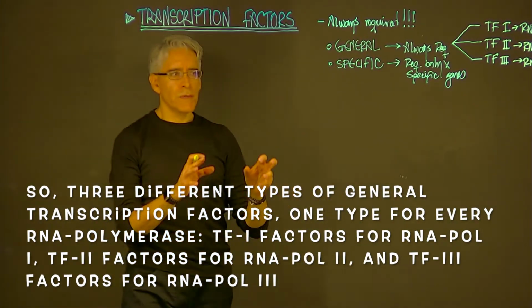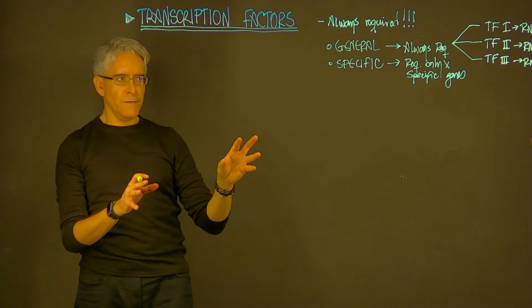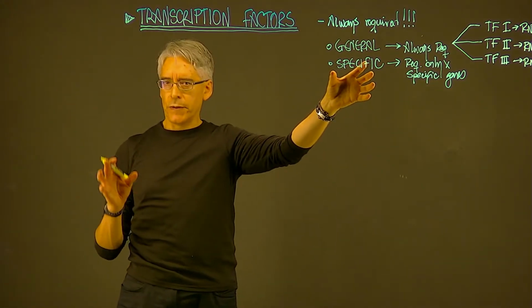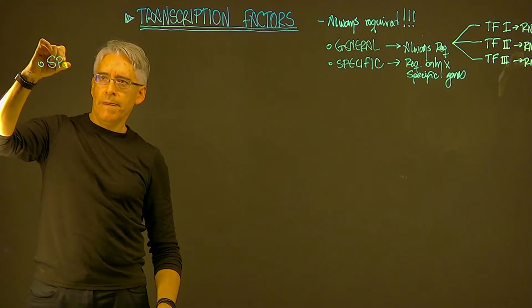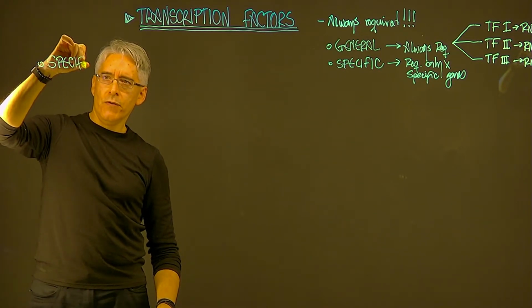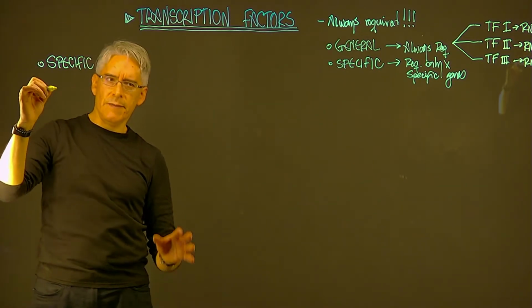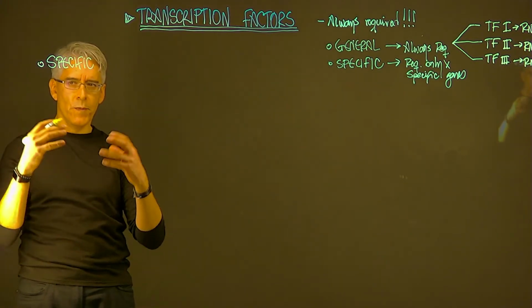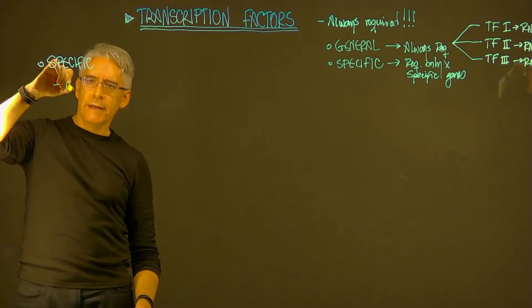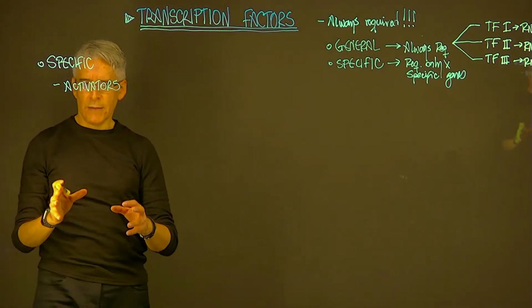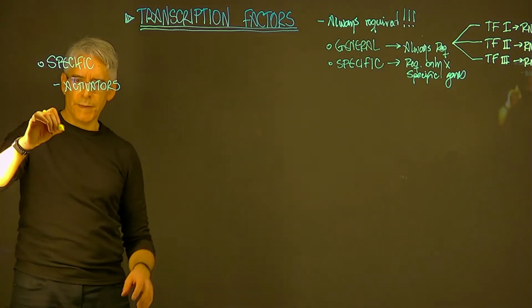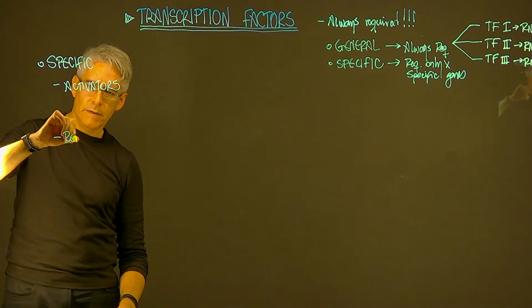Now, when it comes down to the specific transcription factors, which are the ones that we are going to be talking about for the most part, we have two big different types. The ones that will promote transcription, those will be the activators, and the ones that will limit transcription, those will be the repressors.